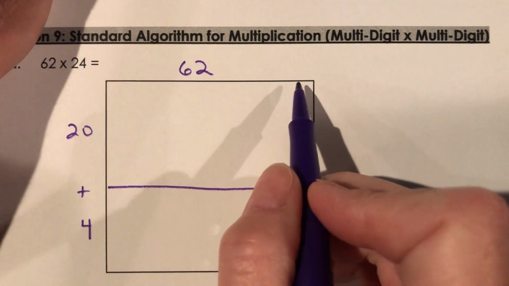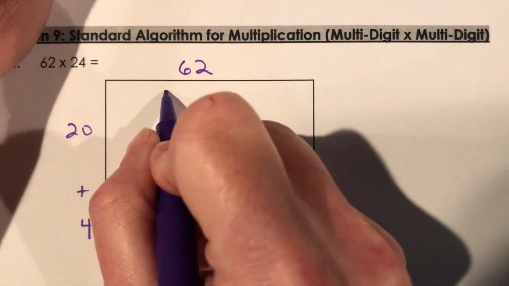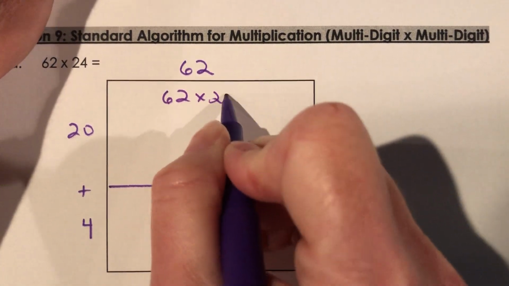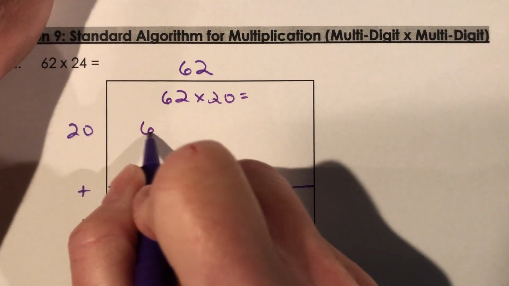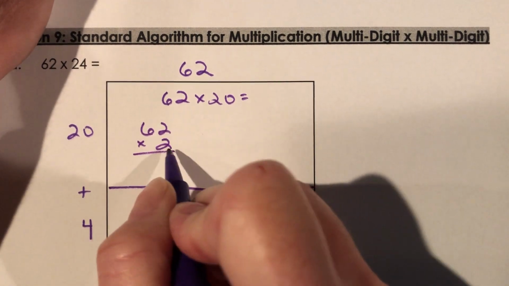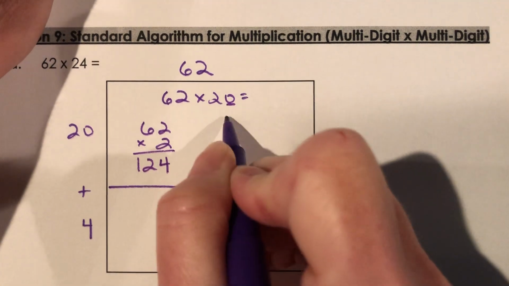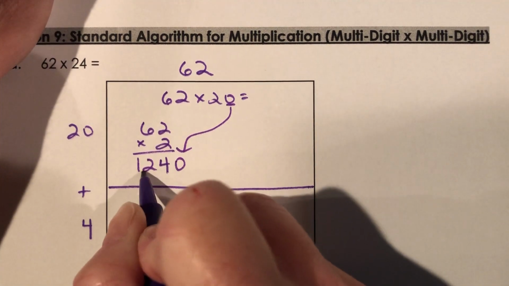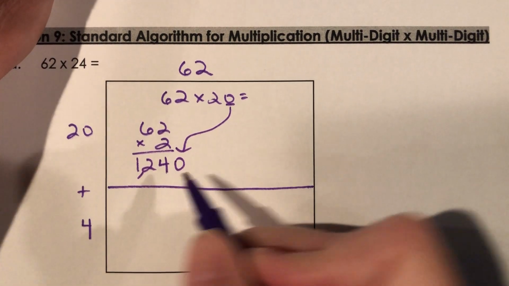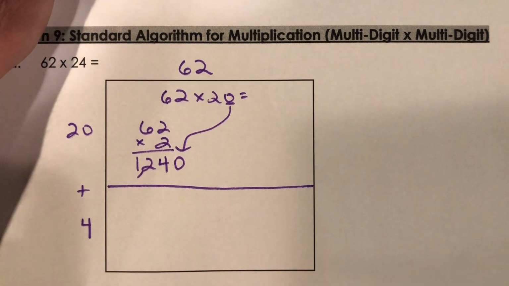All right, so we're going to find the area of this piece here, and we do that by taking 62 times 20. So I'm going to do 62 times 2. 2 times 2 is 4. 6 times 2 is 12. And then multiply that by 10, which means I need to put a 0 in the ones place to shift all those digits to the left.